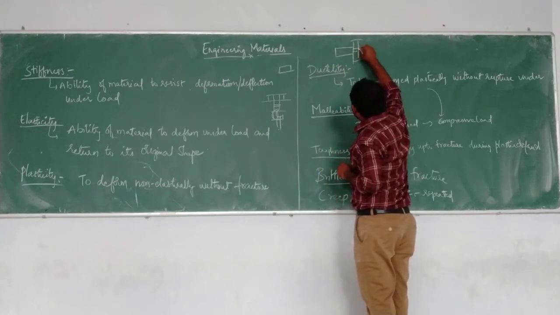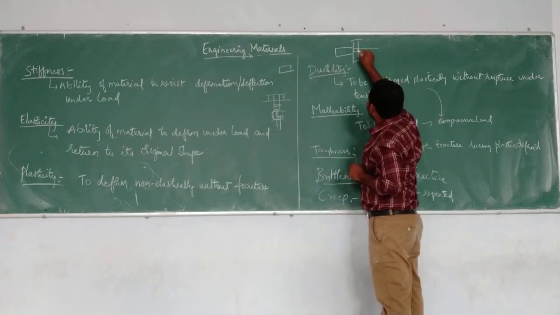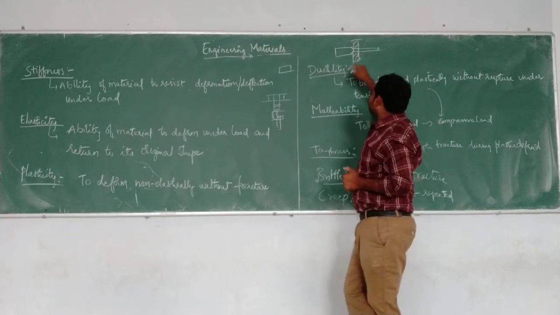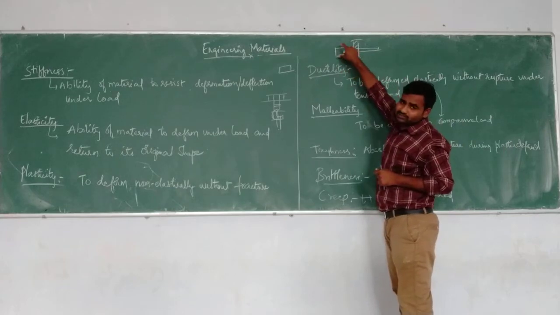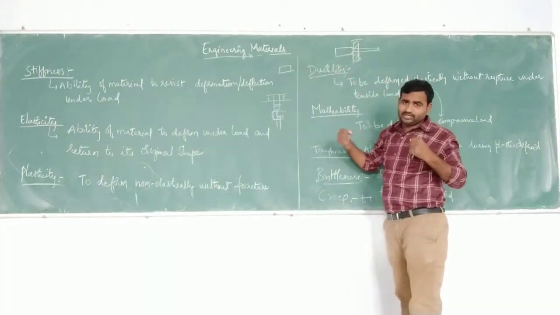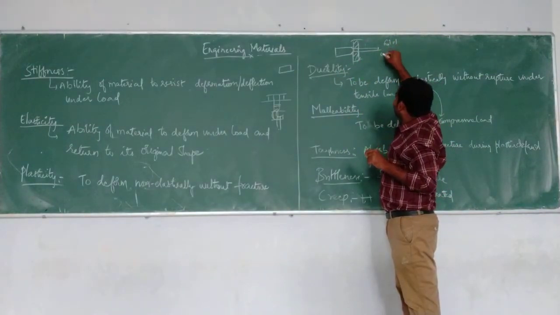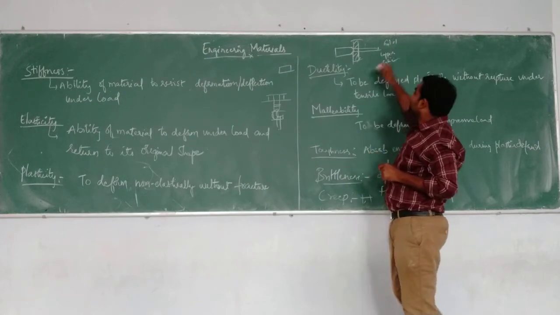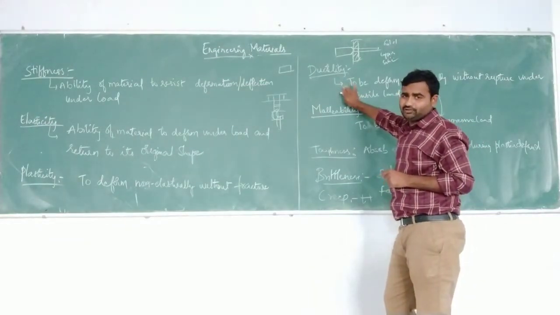Here this is a biscuit. Now there will be a small hole, and from this it is pulled, so that it comes in the form of wire. This is called ductility, to be deformed plastically. Before, the shape of the gold is this much, but when you pull, it becomes the form of a thread. Gold, otherwise copper and silver, are examples of ductile materials. In these ductile materials, what do we have to do?